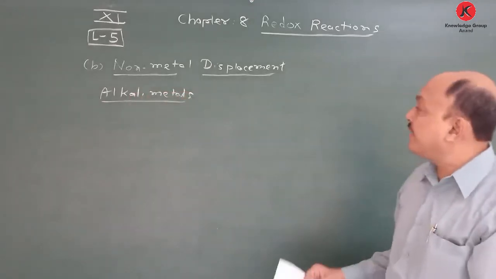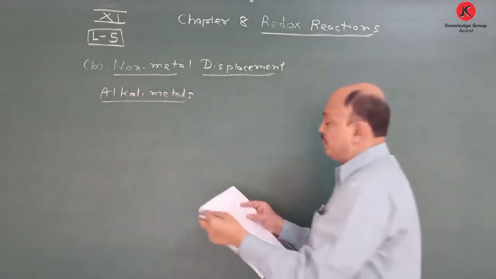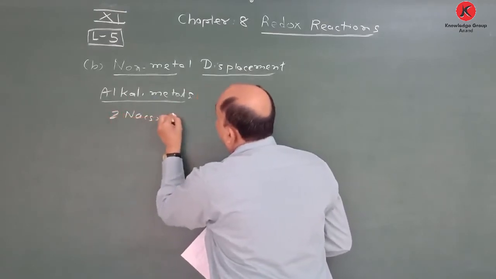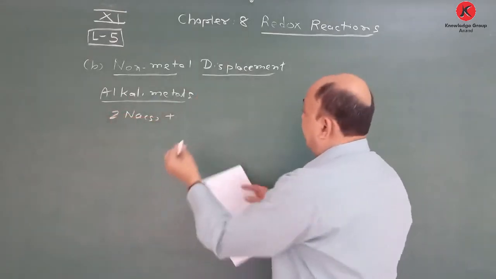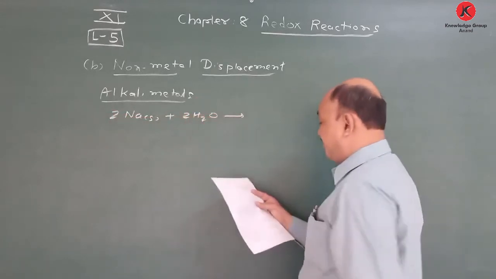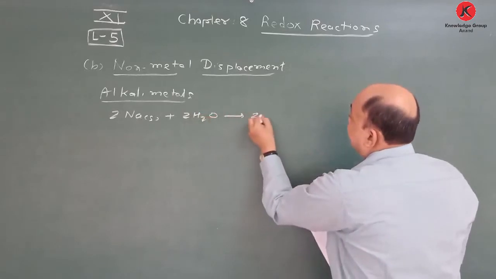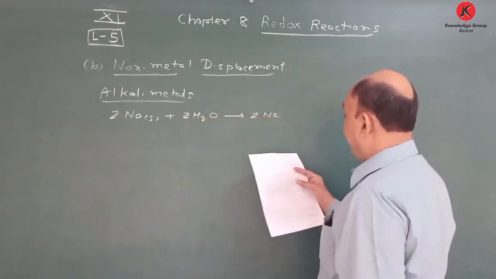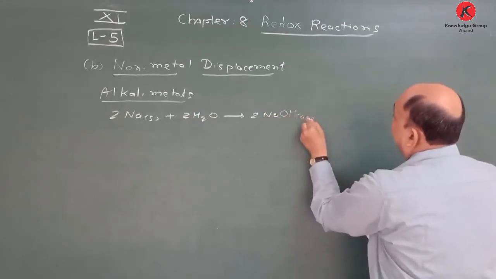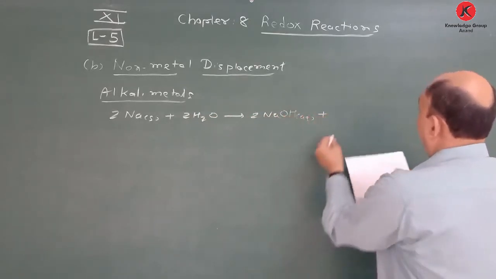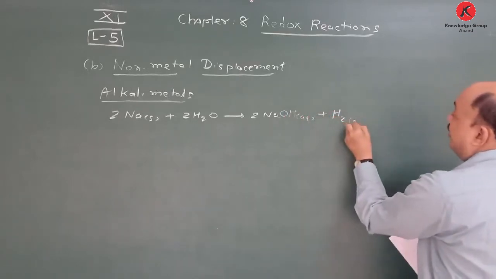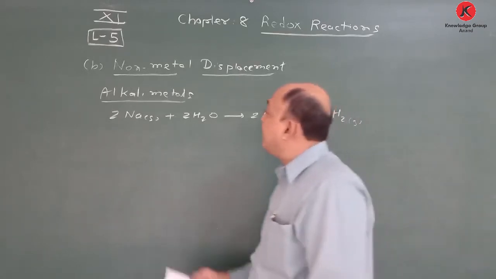In which example is given that 2Na solid plus H2O gives 2NaOH aqueous plus H2 here in a gaseous form. So this is the alkali metals.